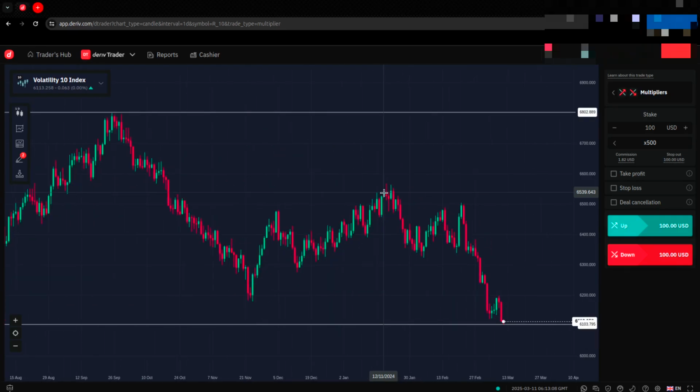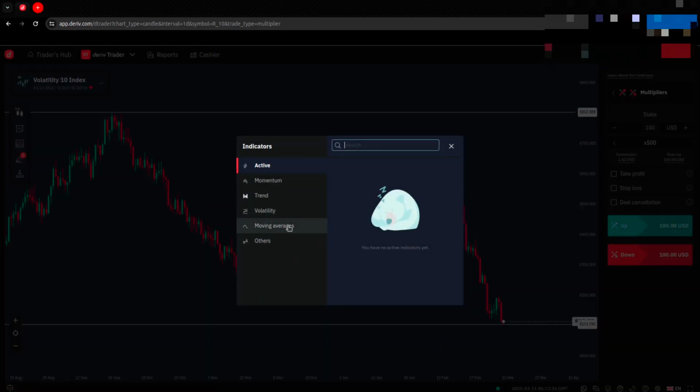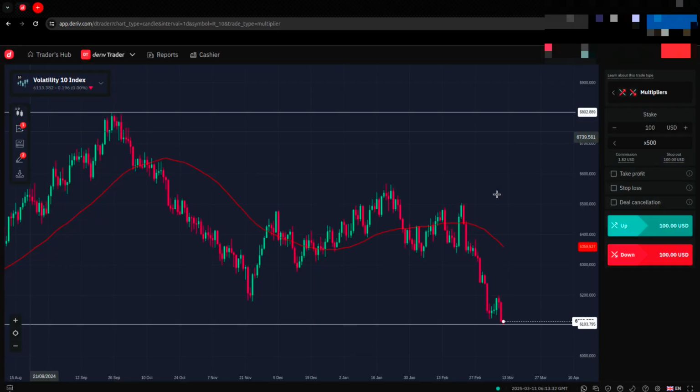Just to see clearly, I'll add a moving average and a simple moving average. But keep in mind that I'm not using these indicators to generate any signal. Click on Indicators in the sidebar, then click Moving Averages and select Moving Average, which will appear as a red line.